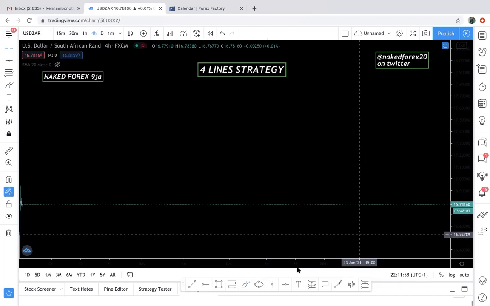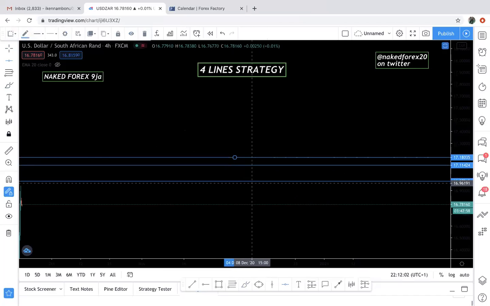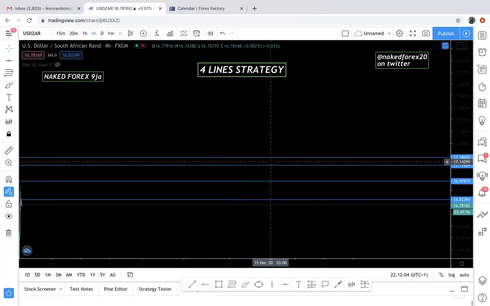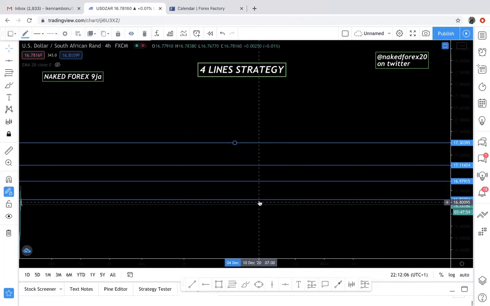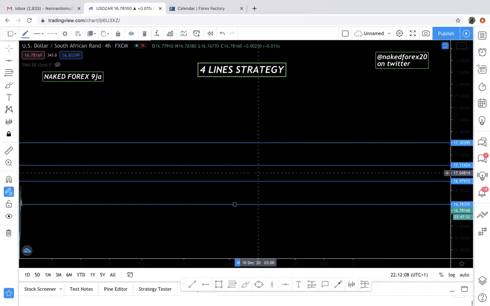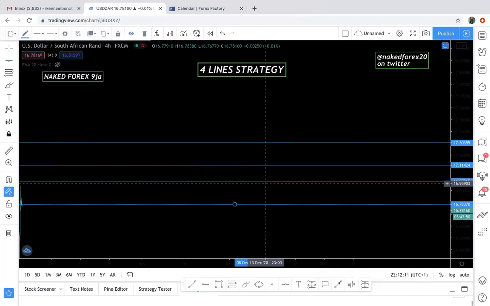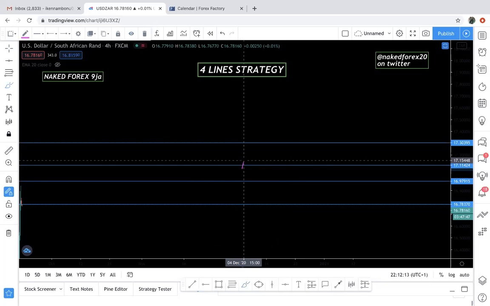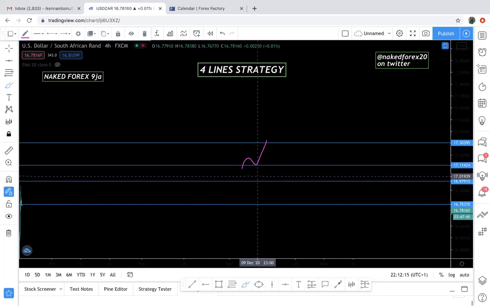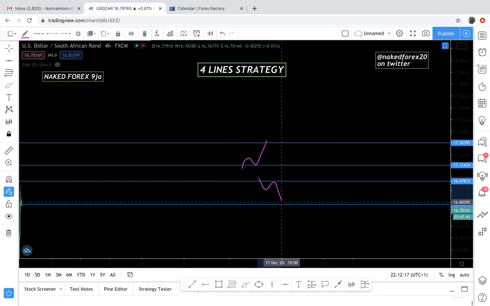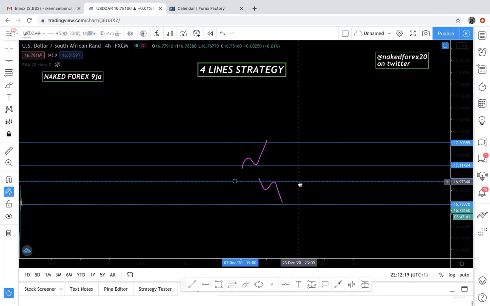So again, we are using 4 lines in the sense that 1, 2, 3, 4. The upper ones are our take profits. These are our take profits. We look for the nearest high, and when we have tracked price on the 4-hour, we get breakouts. So you can get like 80 pips, 100 pips, a lot of pips using the strategy.